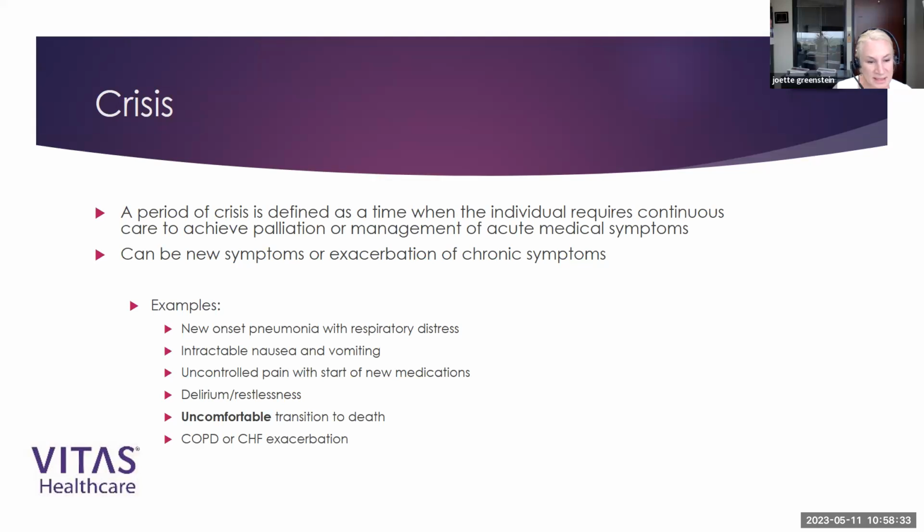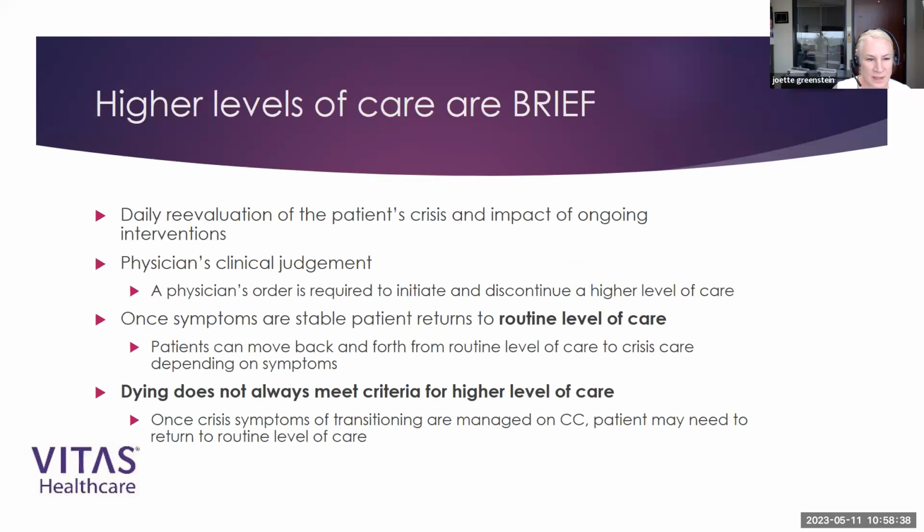COPD and CHF exacerbations are a perfect example of crisis. These levels are brief. They require daily reevaluations of the crisis. It's a physician's order to initiate and discontinue higher level of care. Once the symptoms are stable, the patient returns to routine level of care. Now, patients can move back and forth from routine level of care to crisis care depending on symptoms.